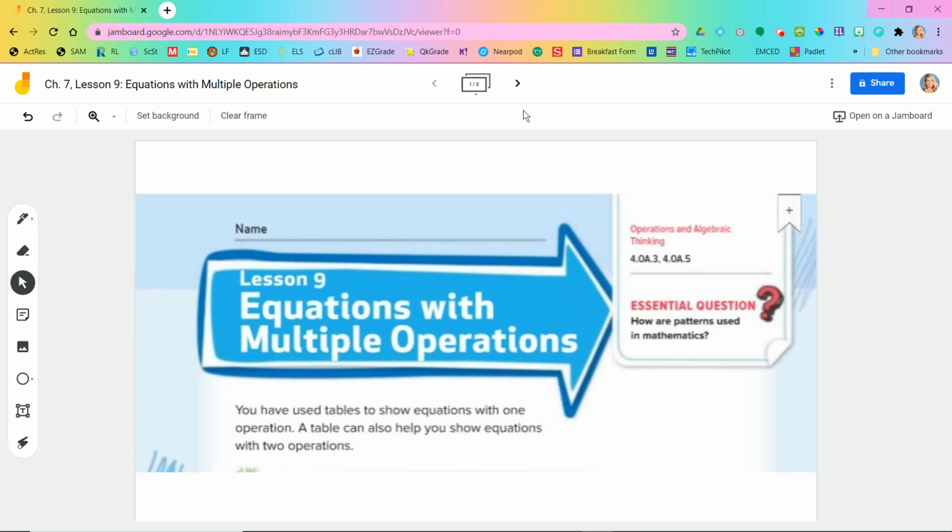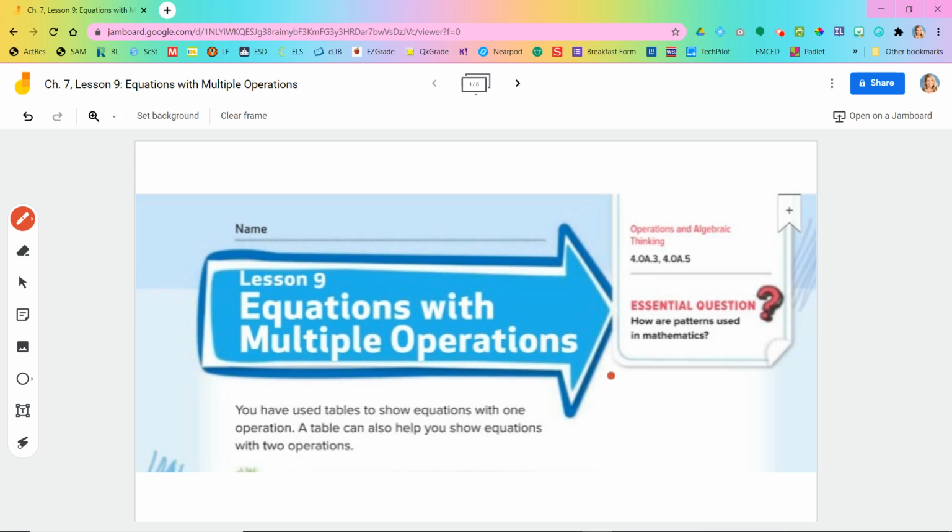So let's take a look at this lesson today. Now it is very similar to our lesson from yesterday. So yesterday we were talking about equations with two operations. Well, now we're going to adventure into equations with multiple operations, more than one operation. Now, we have used tables before to show equations with one operation. Today, we're going to look at tables that show equations with two operations.